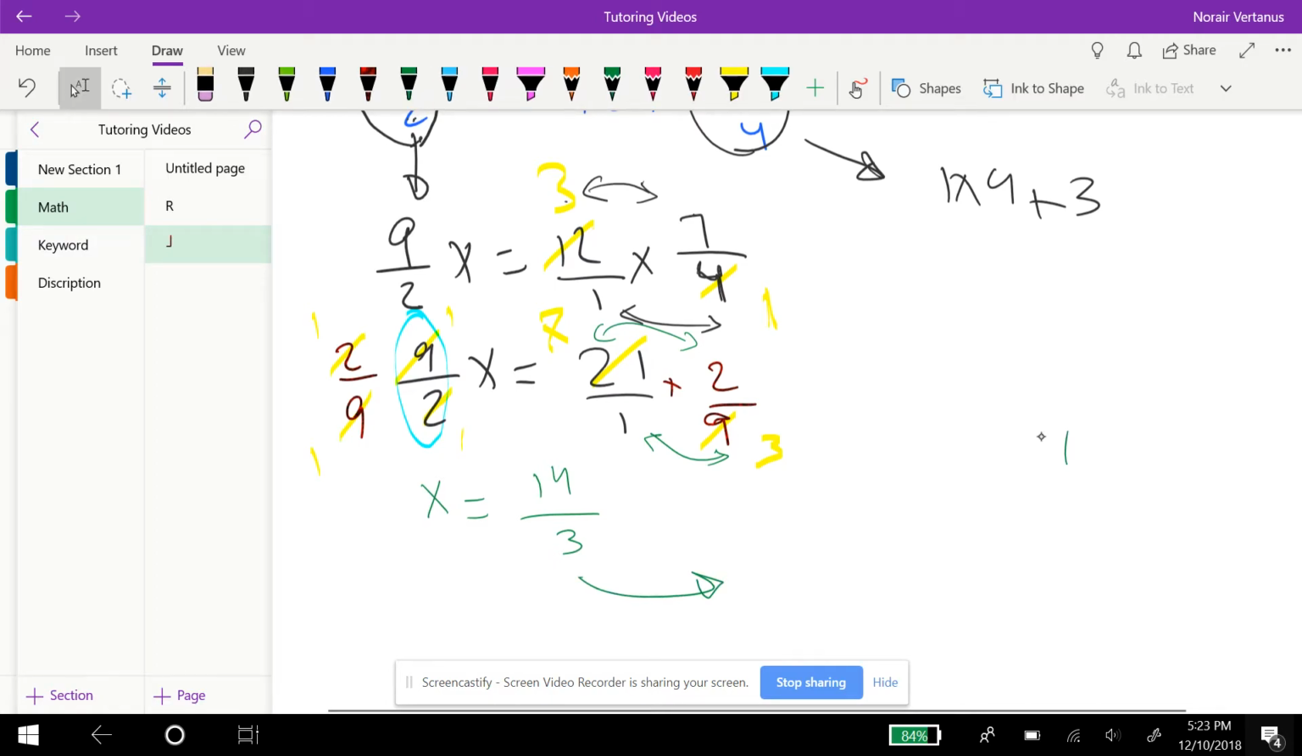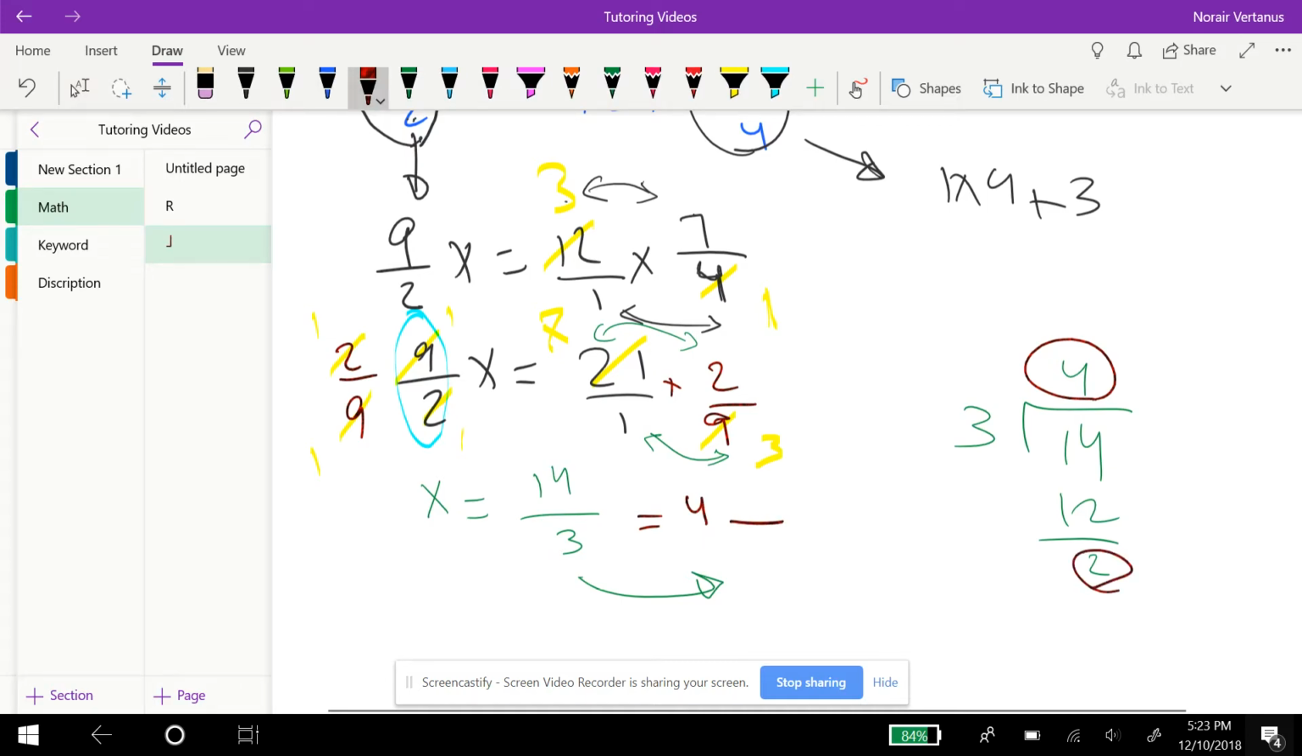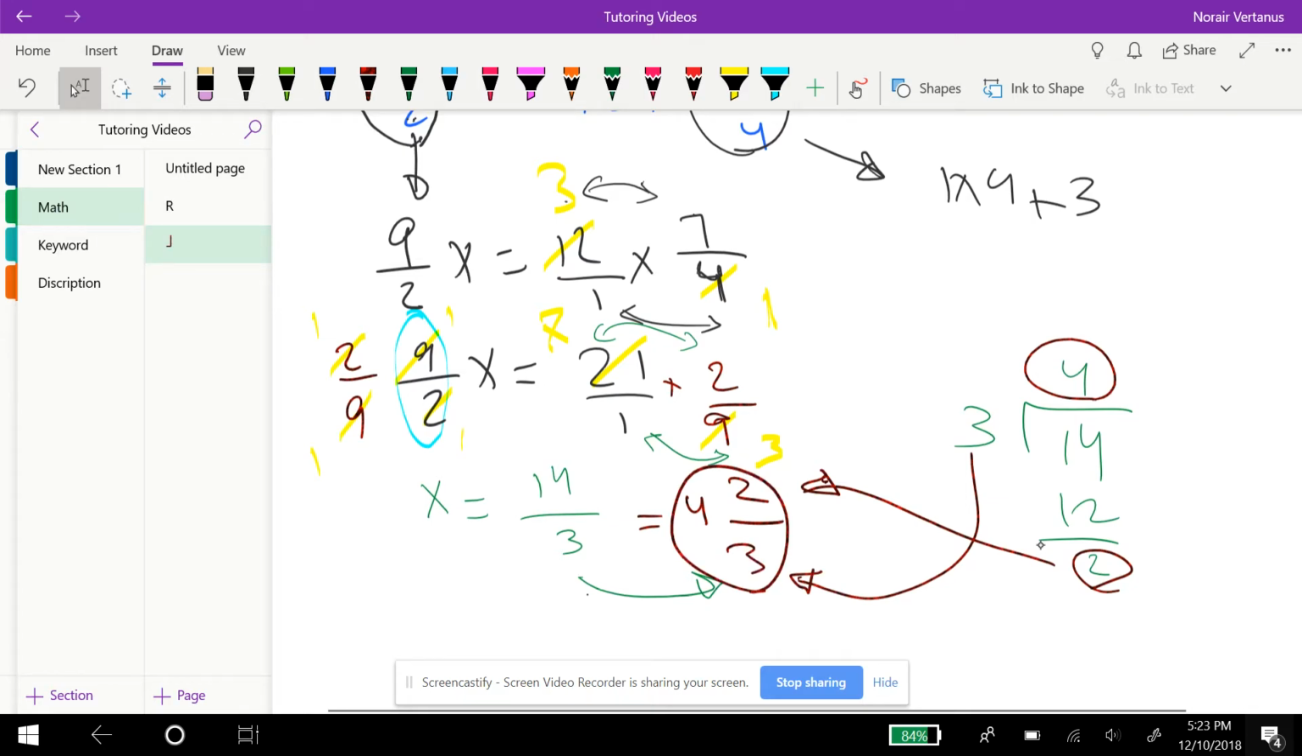How would you do that? Say 14 divided by 3. How many 3s are in 14? 4 times. 3 times 4 is 12. Remainder is 2. So to write a mixed number, you're going to say this is the whole number, 4, and 2 goes into the numerator, and this is the denominator, stays the same. 4 and 2/3 is the same as 14 over 3. So you can check: 3 times 4 is 12, plus 2 is 14. There it is, over 3.